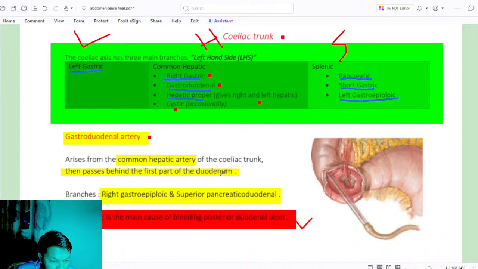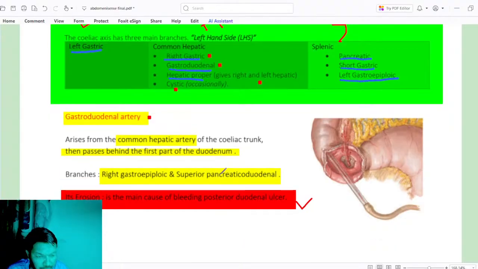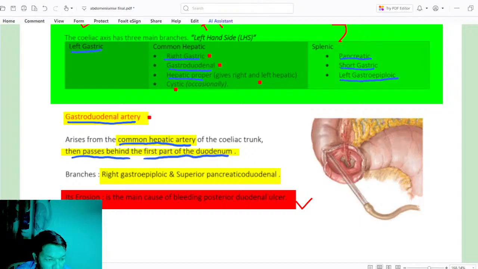Now the gastroduodenal artery, very important. Gastroduodenal artery arises from where? Common hepatic artery. Yes. And it passes behind the first part of the duodenum. And it gives the branches right gastroepiploic artery and superior pancreaticoduodenal artery. We are clear up to here.